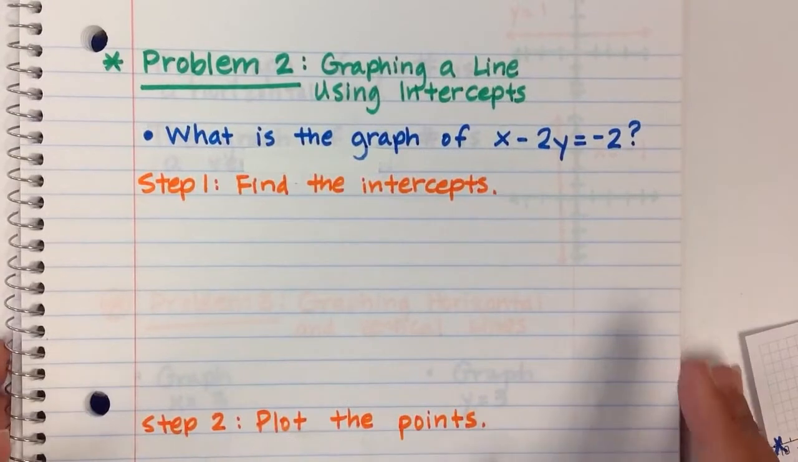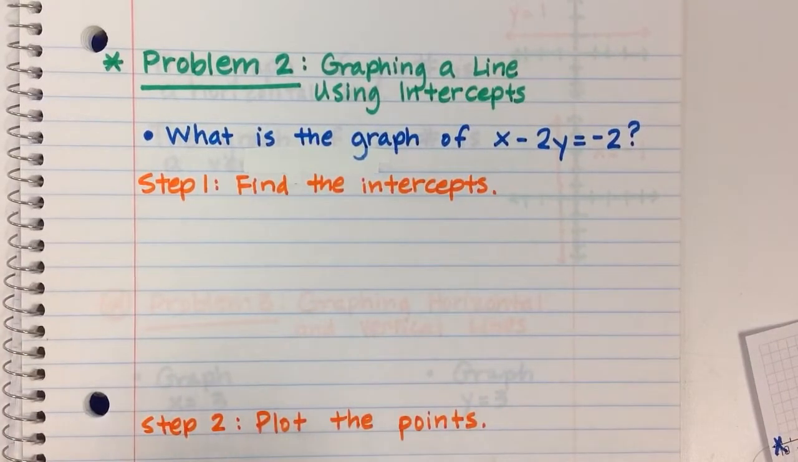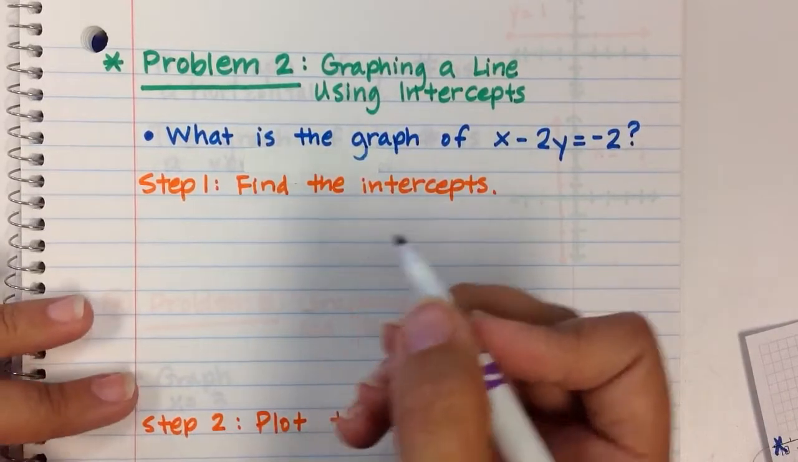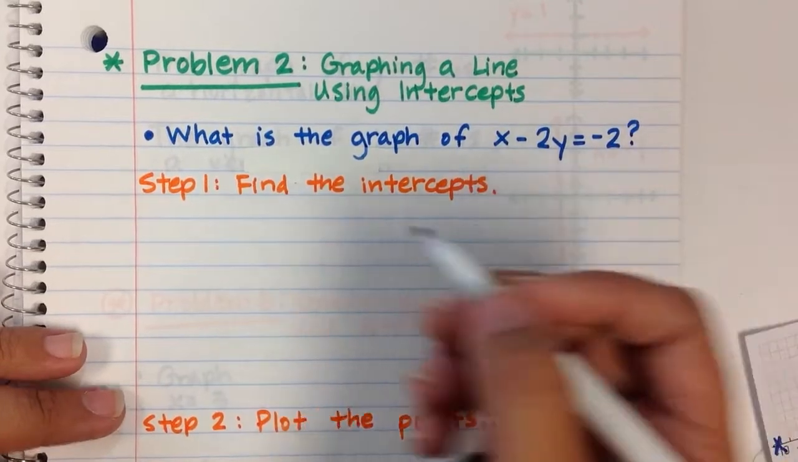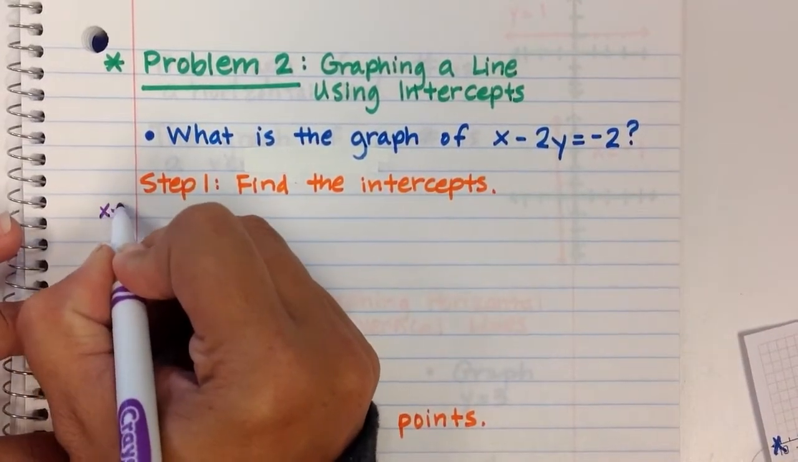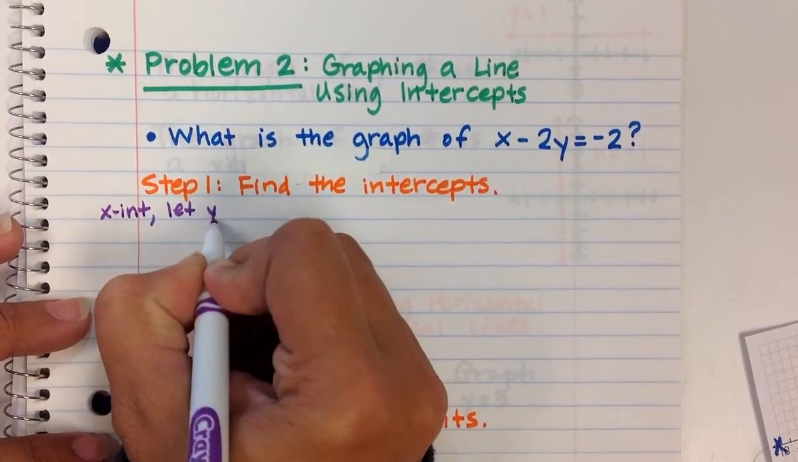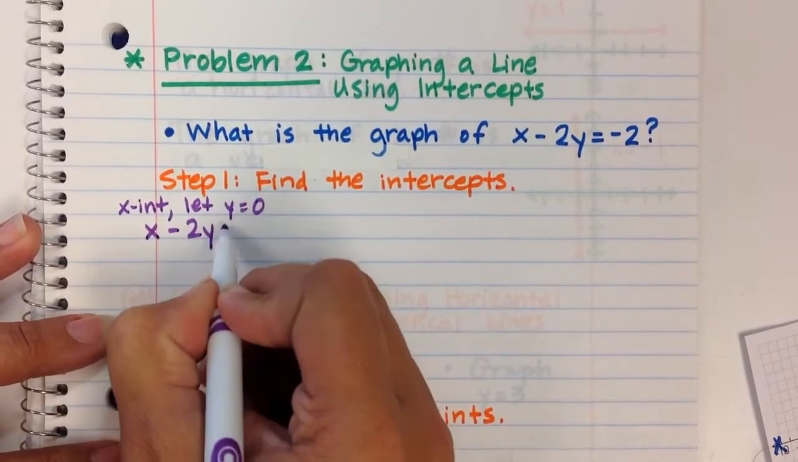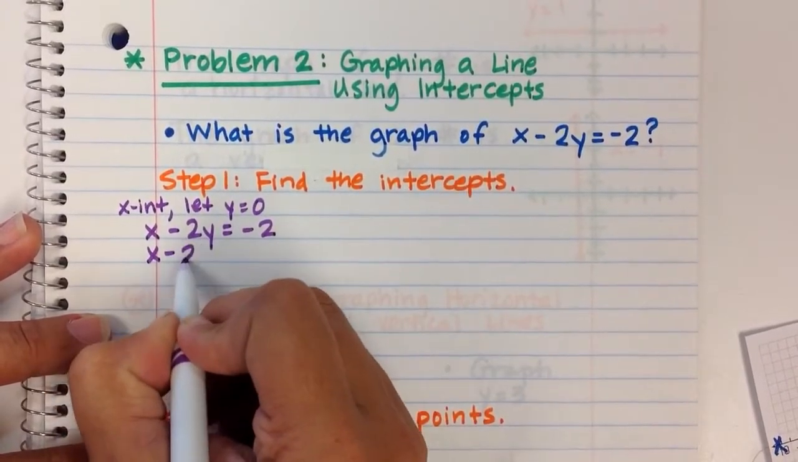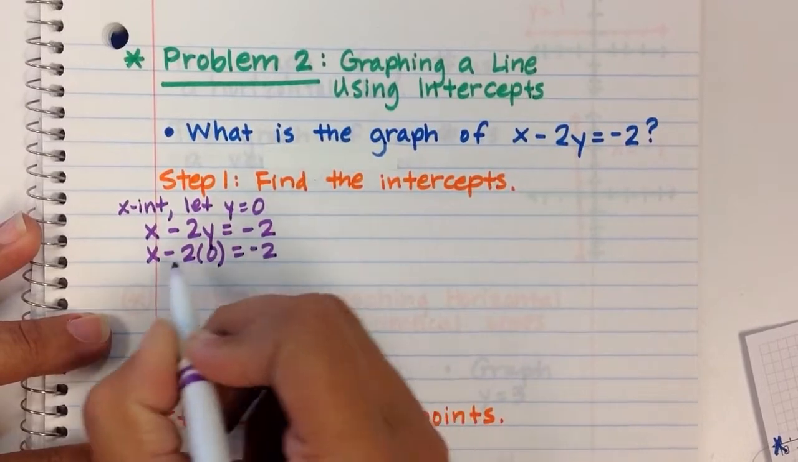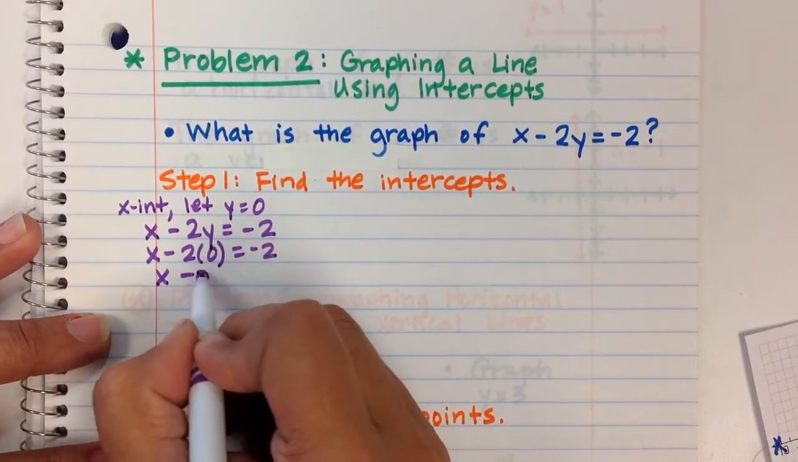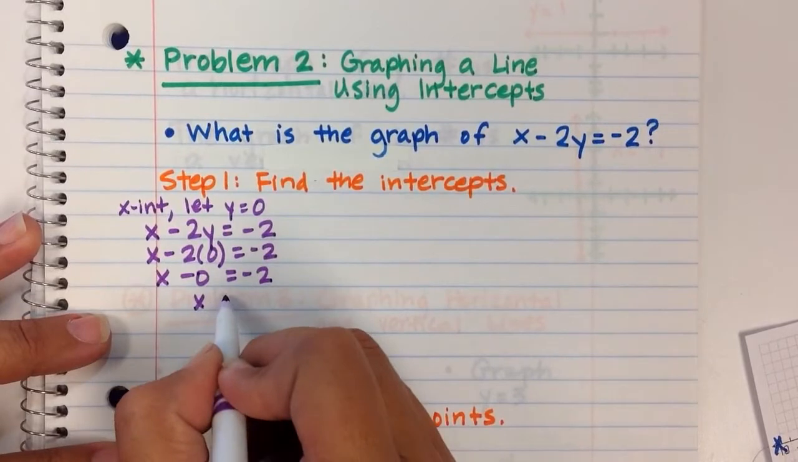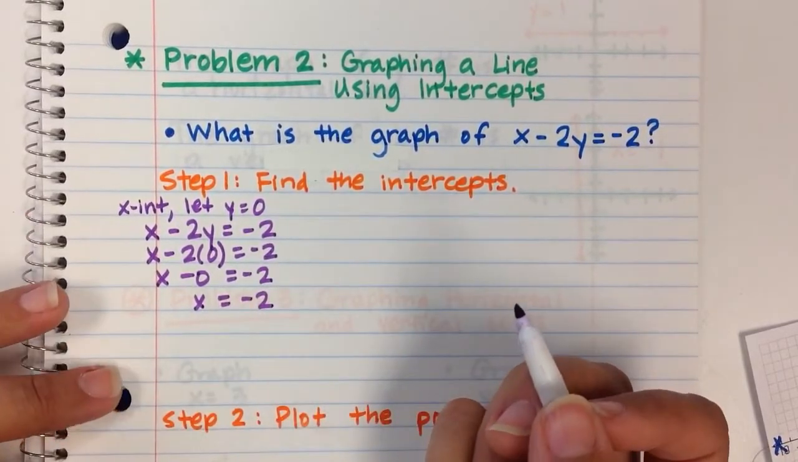Graphing a line using intercepts. Well, we kind of already did that in the first example, but we're going to do it again. x minus 2y is equal to negative 2. First I have to find the intercepts. To find the x-intercept, let y equal 0. I'm going to use this equation, x minus 2y is equal to negative 2, and plug 0 in for y. So x minus 0 is equal to negative 2. x minus 0 is x, so x is negative 2.